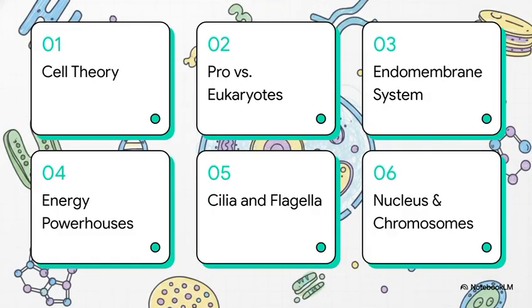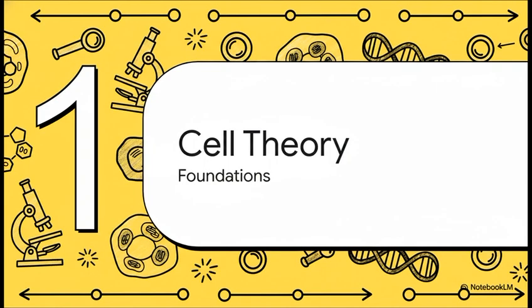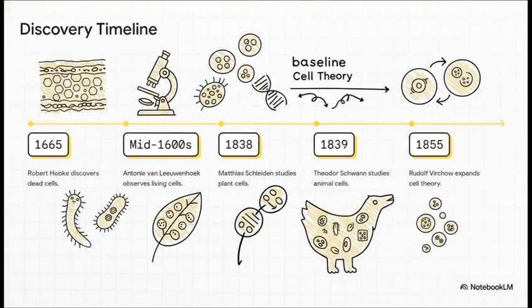We'll be covering the foundations of cell theory, prokaryotes versus eukaryotes, the endomembrane system, semi-autonomous energy powerhouses, cilia and flagella, and finally, the nucleus and chromosomes. All right, let's kick things off with Section 1, Foundations of Cell Theory. Think about it, this whole journey kicked off way back in 1665 when Robert Hooke discovered cells by observing dead cork tissue. He was actually the guy who coined the term cell.